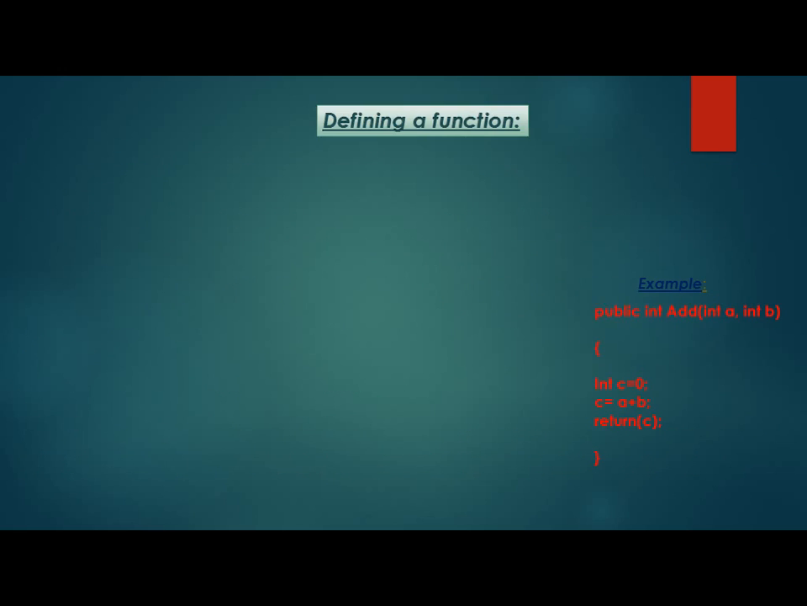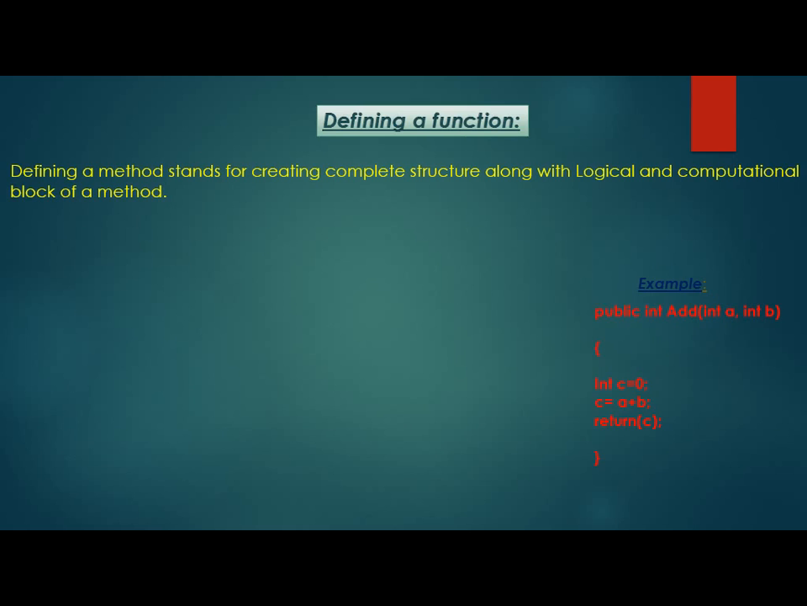Defining a method or defining a function. So defining a function stands for creating the complete structure along with the logical and computational block of a method. Now friends, it is interesting to know that defining a method has no link with writing the definition of a method. It is actually creating the complete structure along with the logical and computational block of a method.